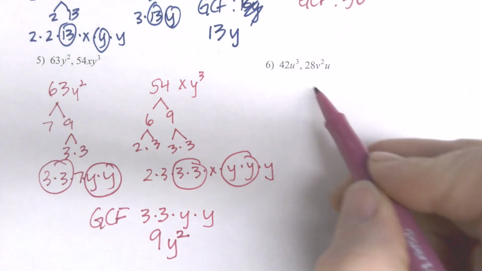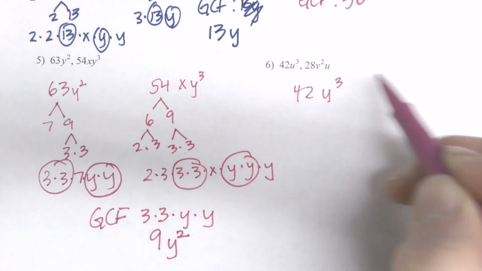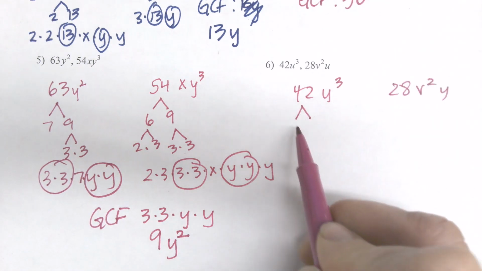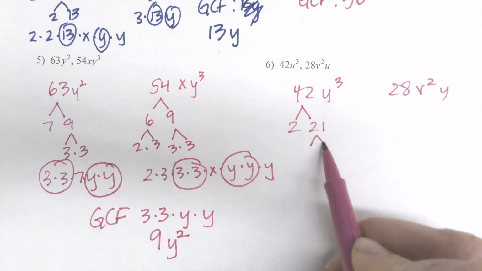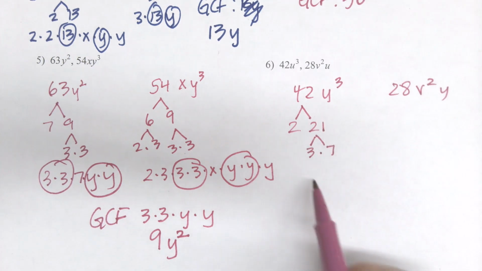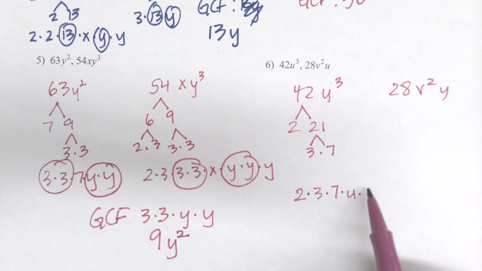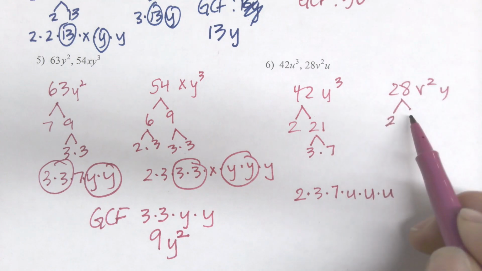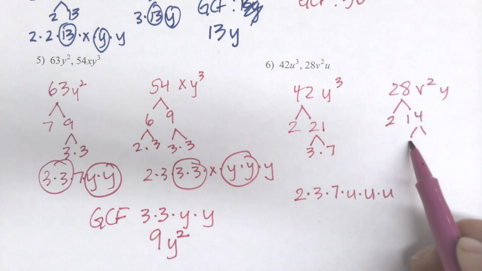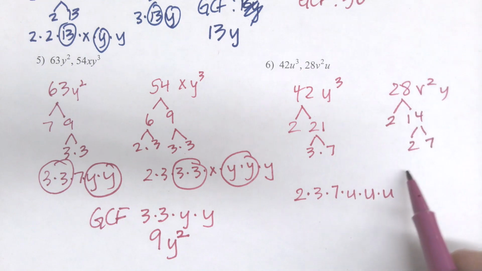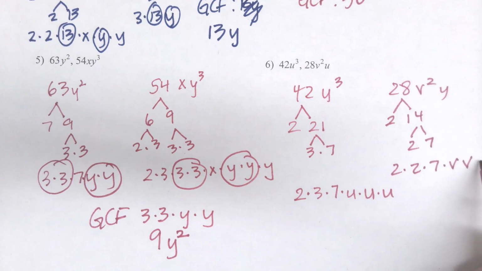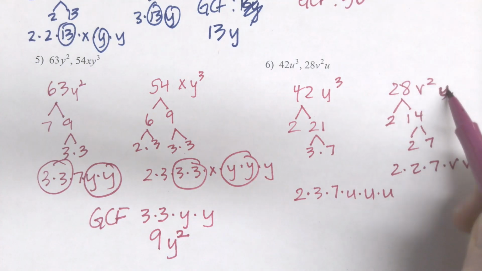Again, one more. I've got 42u cubed and 28v squared u. My 42 is 2 times 21, 3 times 7. Looks like I have 2 times 3 times 7 times u times u times u. Go through and do the 28. 2 times 14, 2 times 7. So I have 2 times 2 times 7 times v times v times u. That was supposed to be a u there.